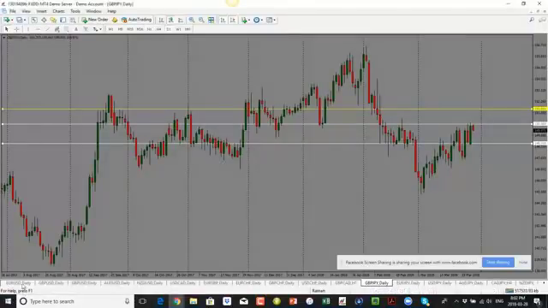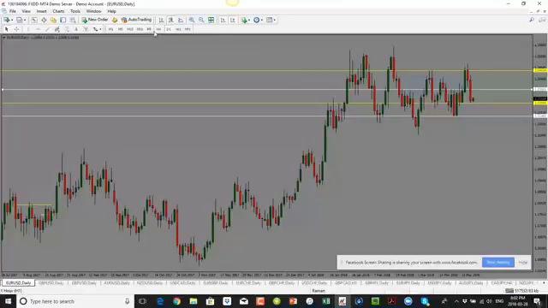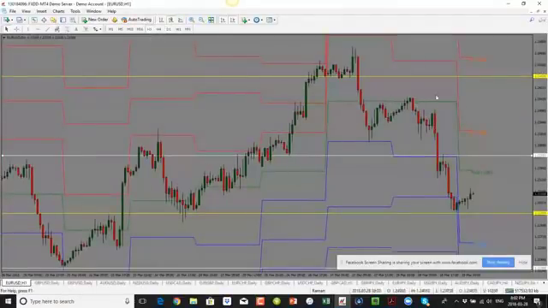Okay, so let's start off with euro. There was a good trade setup in euro that I really liked. So this is today's price action. One of the things that I use in my trading are pivot points.